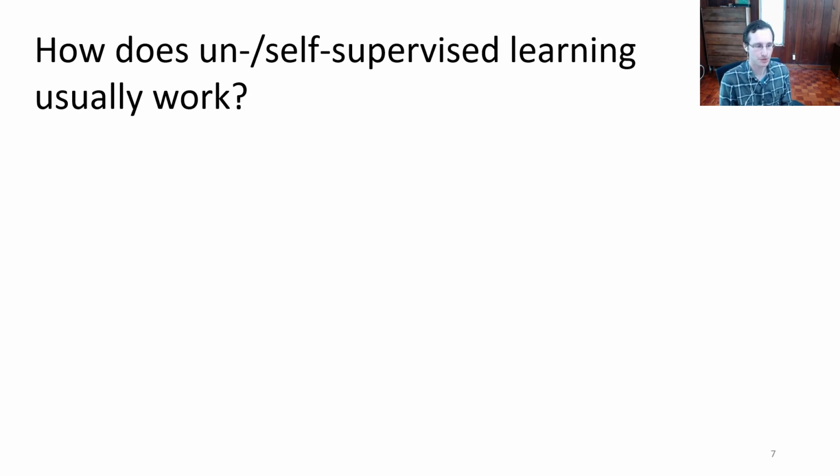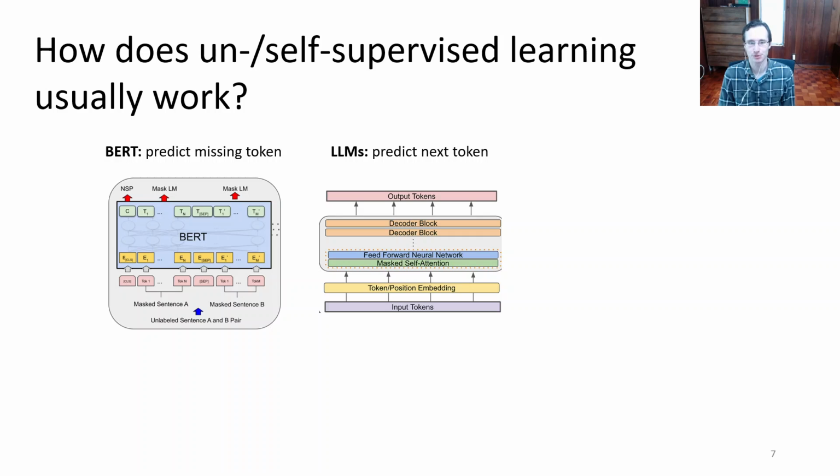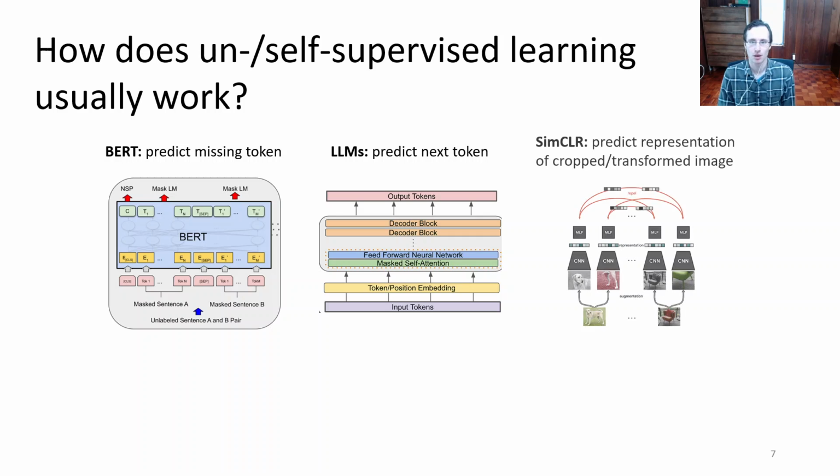Well, to start thinking about this question, we can first look at how unsupervised and self-supervised learning works in other domains. For example, BERT is an NLP model that can readily be fine-tuned to a wide variety of NLP tasks, and BERT trains by masking out tokens in sentences and then predicting the masked out tokens. So it fills in the missing tokens. Large language models typically do something very similar, except that they predict the tokens autoregressively. They predict the next token given the previous ones.